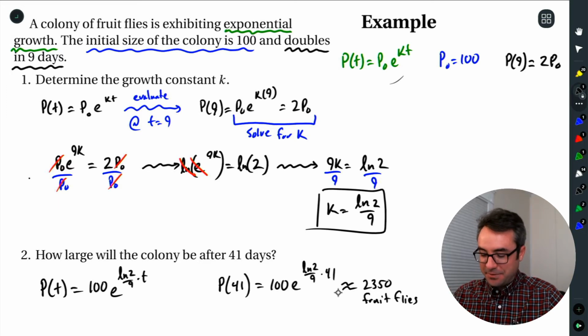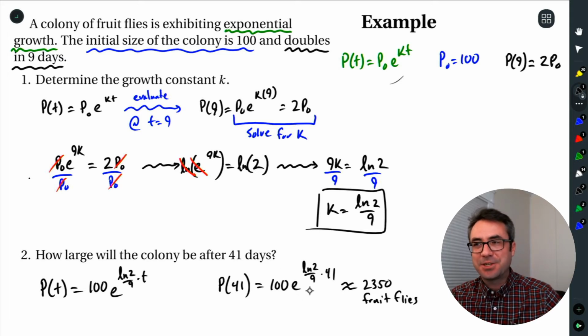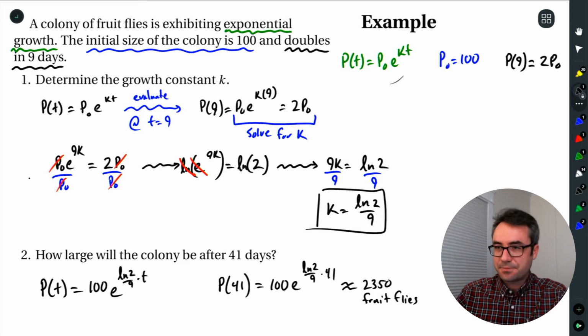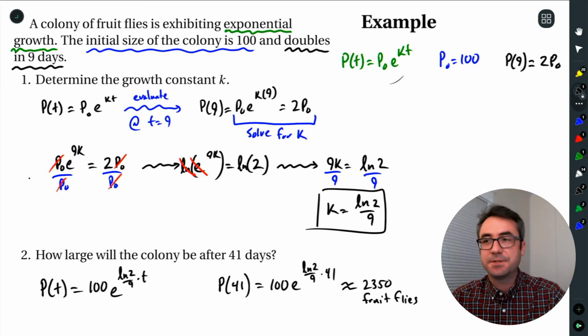So after all, this is just a model. It'd be weird to have a fractional decimal number of fruit flies, so we're doing a little rounding here to keep things in whole fruit flies. But this gives us a way to model the population size.